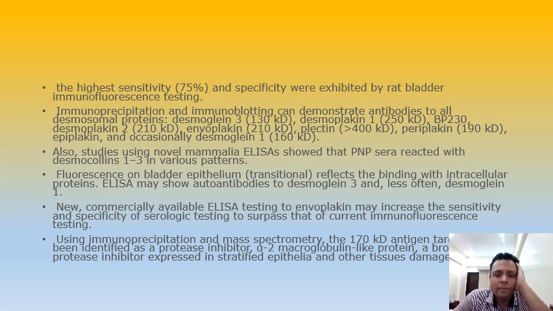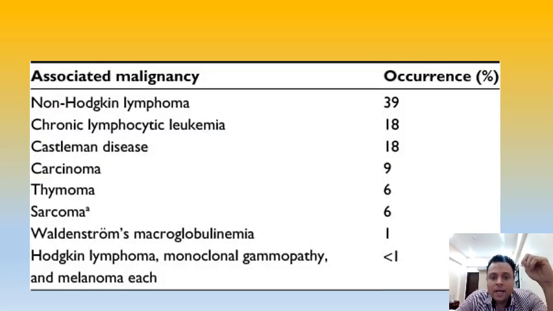So there is a novel ELISA also. They are checking this thing. ELISA shows the PNP serum reacts with desmoglein 1 and 3. Very special: fluorescence on the rat bladder epithelium, that is rat bladder binding with protein. ELISA may show autoantibody. This is just a repetition. And I told you there is a commercially available ELISA for envoplakin, so you can do it. You can also do immunoprecipitation and mass spectrometry.